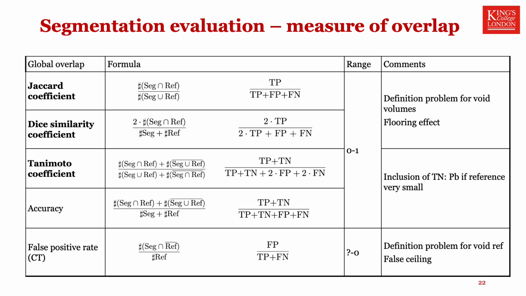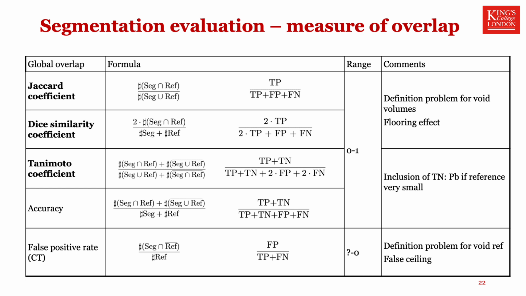So let's look first into overlap type of methods. So you have the Jaccard coefficient, the dissimilarity coefficient, and the Tanimoto coefficient. So basically, the Jaccard coefficient is just the ratio of the intersection between the segmentation and your reference and the union of both. So you calculate it as true positive divided by true positive plus false positive plus false negatives.